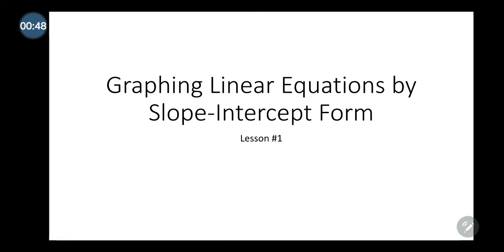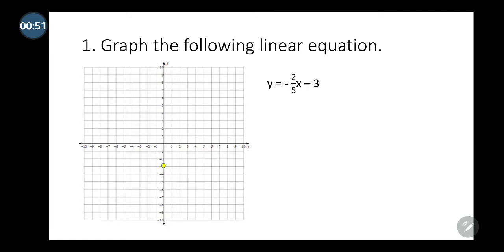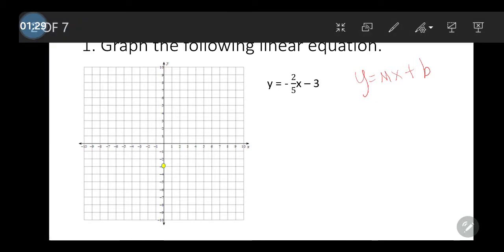Let's look at number 1 on our sheet. We're going to just talk again about how to graph linear equations. After looking at our work the last couple of weeks, I realized that we just need some extra practice on this, so we're going to start with this today. On number 1, it says y equals negative 2/5 x minus 3. And remember, we always want to start by making sure our equation is in slope-intercept form. Remember, slope-intercept form is y equals mx plus b.